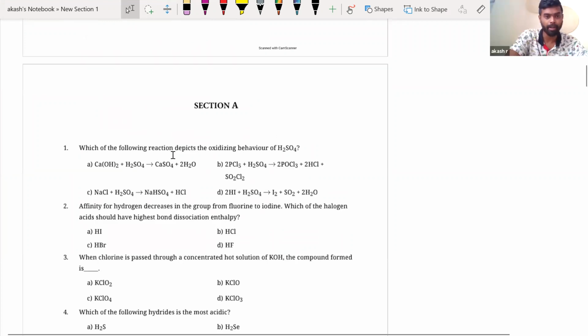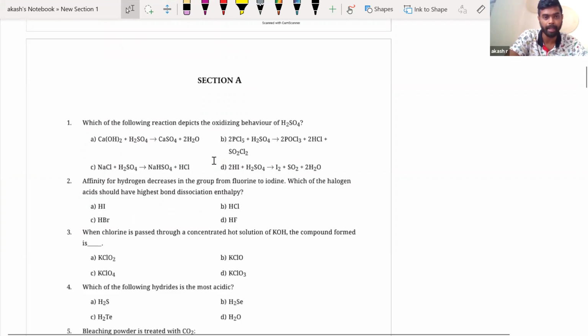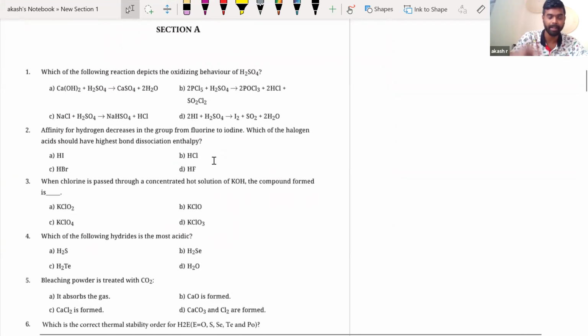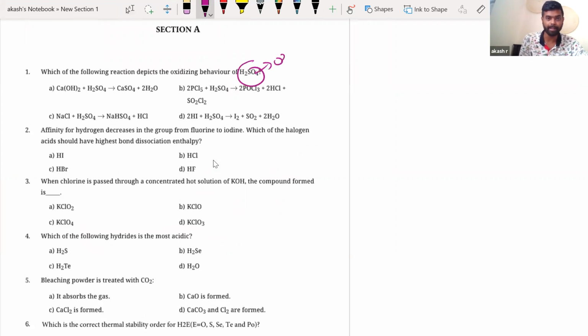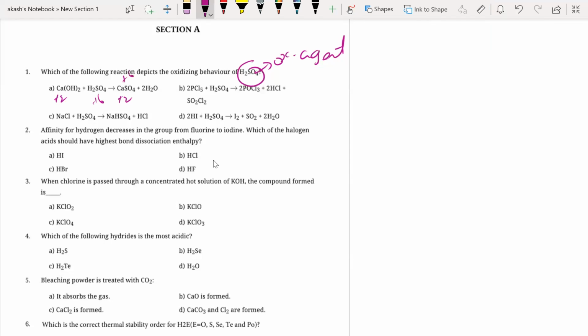Now, which of the following depicts the oxidizing behavior of H2SO4? So basically, what you have to understand is that H2SO4 is going to act as an oxidizing agent. In which case is that, is what they're asking. Now all you have to look for is your oxidation numbers. For calcium it is +2 here, and here also for calcium it is +2, and no oxidation state is changing. For sulfur it will be +6, and here also for sulfur it is +6. Everywhere if you calculate, the oxidation numbers are not changing. Same goes here.